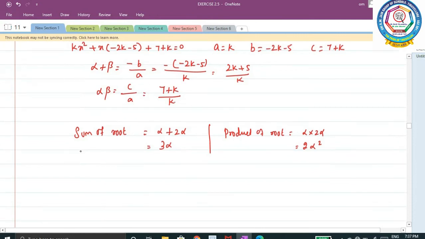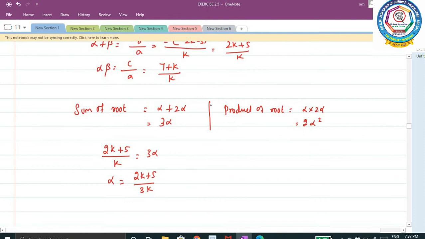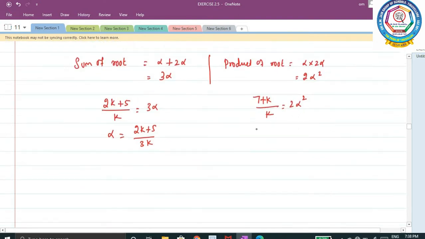Sum of roots here is (2k plus 5) by k, equal to 3 alpha. From this we have to find alpha. Therefore alpha is equal to (2k plus 5) by 3k. Here the product of roots 2 alpha square is equal to (7 plus k) by k. So (7 plus k) by k, if you cross multiply, 2 equal to alpha square.